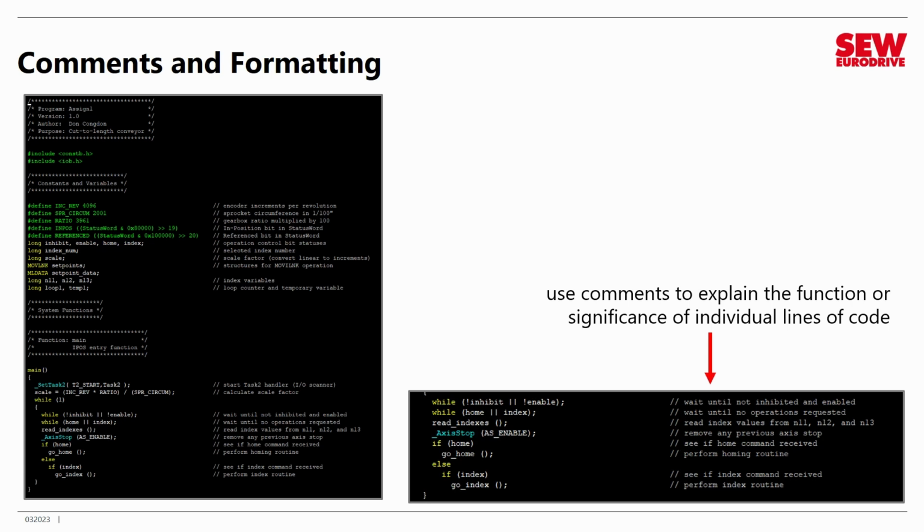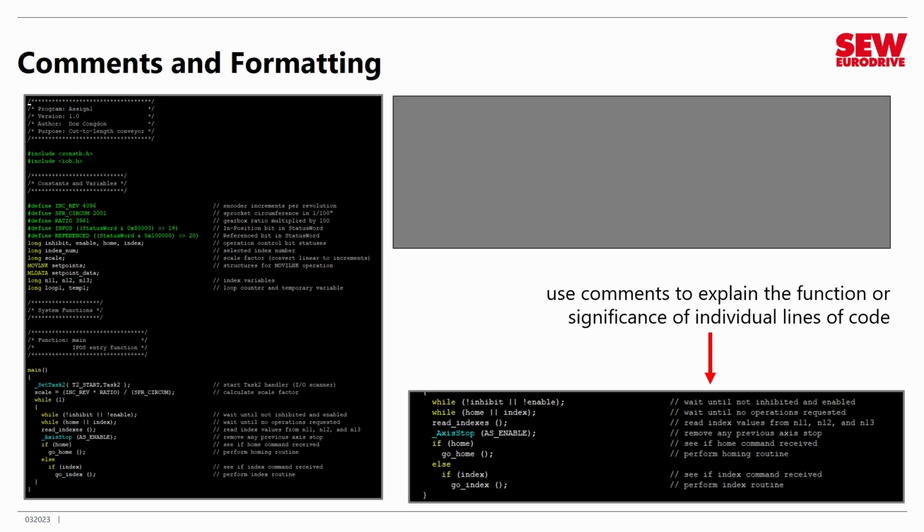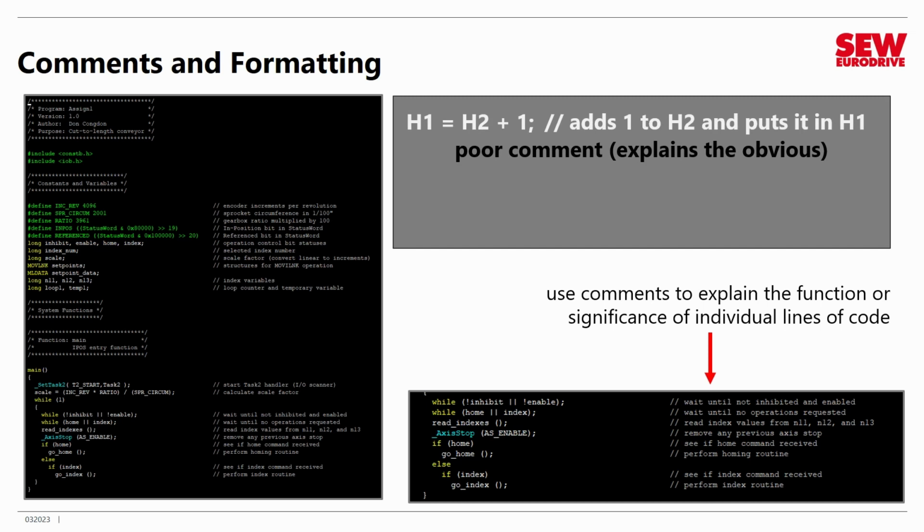You should also comment individual lines of code. Now, you don't have to comment every single line, but I recommend commenting the majority of them. And what you should do is not just explain what the line is doing as a piece of program, you should explain its significance or its function. Let me give you an example. This first comment would be a bad one. H1 equals H2 plus 1, and then I put a comment after it, adds 1 to H2 and puts it in H1. That's a stupid comment, and the reason is it explains the obvious.